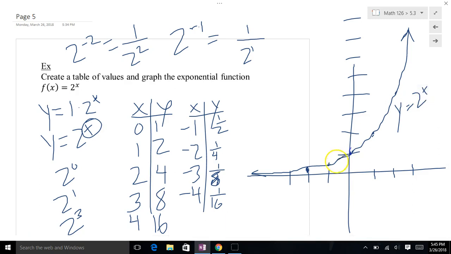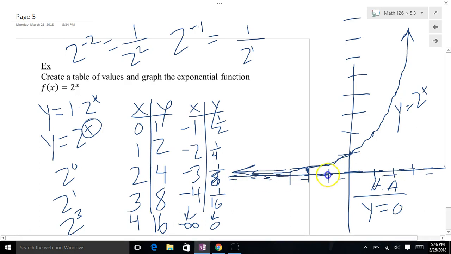Now notice as we go to the left, this thing gets closer and closer. As x goes to negative infinity, the y values get closer and closer to 0. So we've got this horizontal asymptote. There's your definition of a horizontal asymptote: y equals 0. As x goes to negative infinity or positive infinity, if you're approaching a y value, you've got the horizontal asymptote.